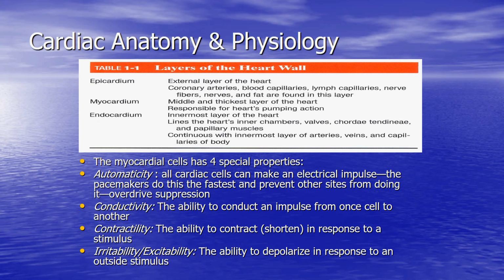Conductivity, the ability to conduct an impulse from one cell to another. This is in contrast to skeletal muscle that are wrapped in fascia and insulated from one another. One part of the heart can actually receive an electrical impulse and spread it to a different part of the heart. Contractility is the ability to contract or shorten in response to a stimulus that's common to all muscle.